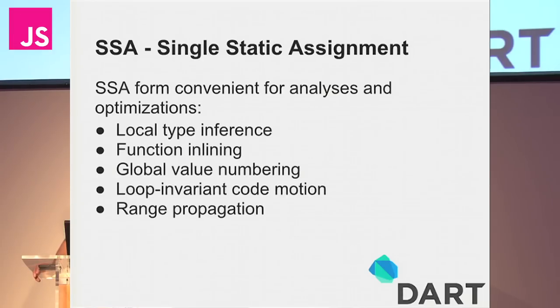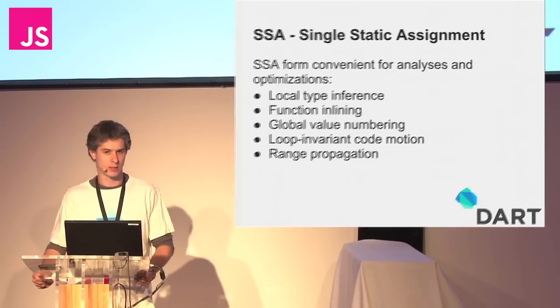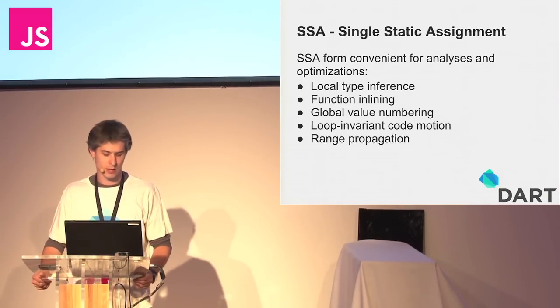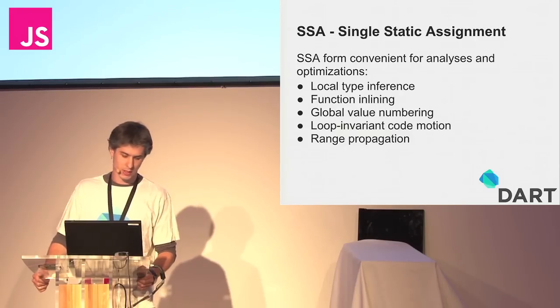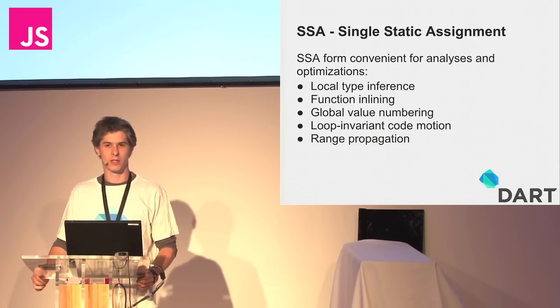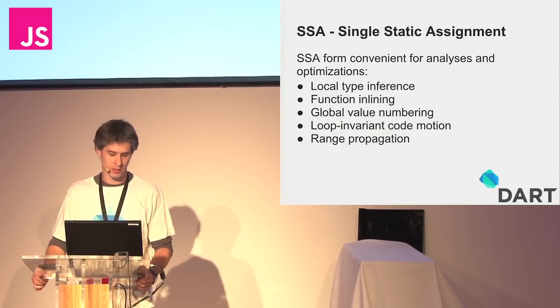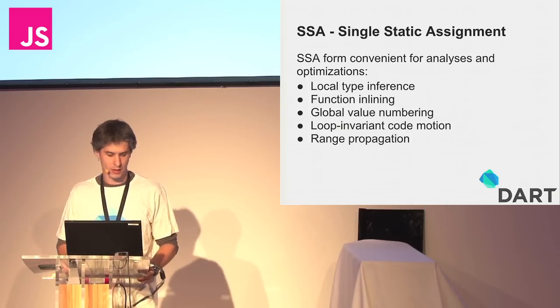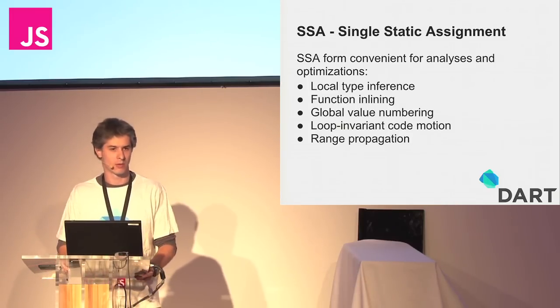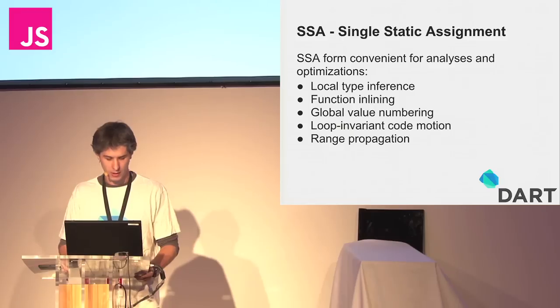So the single static assignment form is commonly used in tons of compilers, and we use it for analysis and optimizations too. In particular, we have the local type inference, which uses the SSA form. Function inlining is kind of on the builder level, but partially on the SSA. Global value numbering, and I have a slide on that one. Also the loop invariant code motion. I have a slide just afterwards. And finally, range propagation, where we just keep track of the value ranges a variable can have.